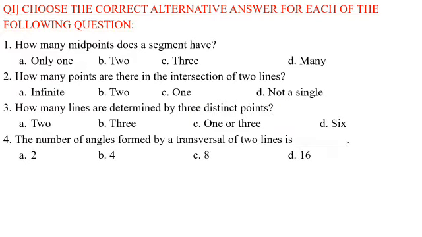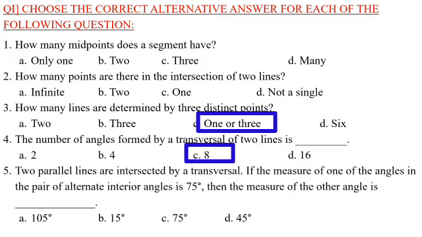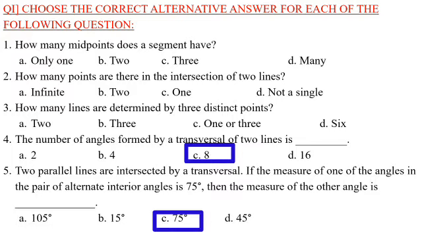The number of angles formed by a transversal of two lines is 8. When two parallel lines are drawn and a transversal is made, a total of 8 angles are formed. Two parallel lines are intersected by a transversal. If the measure of one angle in the pair of alternate interior angles is 75, then the measure of the other angle is also 75, as we know that alternate interior angles are congruent.